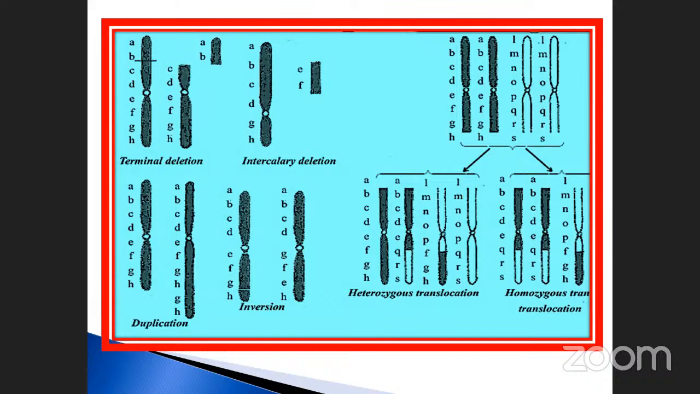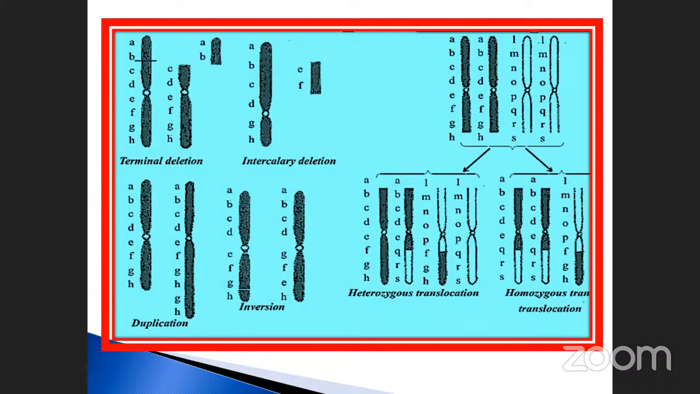And heterozygous translocation also. Heterozygous translocation. This is the normal chromosome, and this is also a normal chromosome. In between, an interchange of chromosome portions happens from here to here, and the portion here is also transferred to here. I will show you a small one on the whiteboard, then it will be better for you.